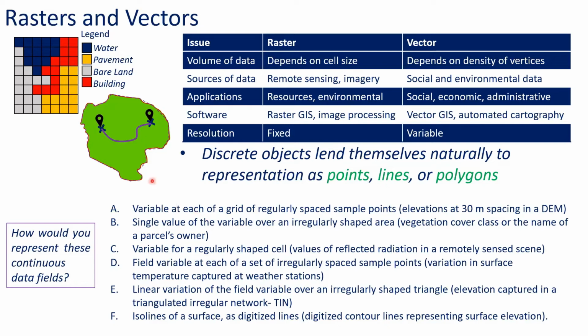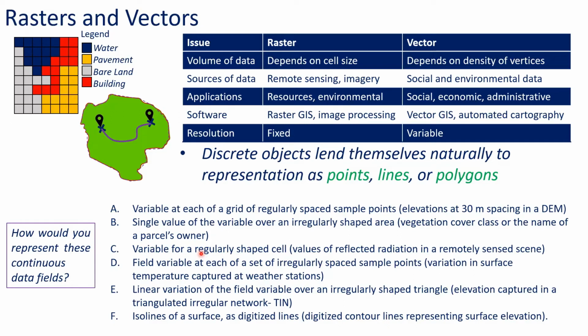But there are things that vary with the continuous database. You have A, B, C, D, E, and F, 6 different points. Read them carefully. I'll give you 5 minutes. Tell me what represents better. So for example, if you want to represent A, which type of representation would be better? Is it vector or is it raster?